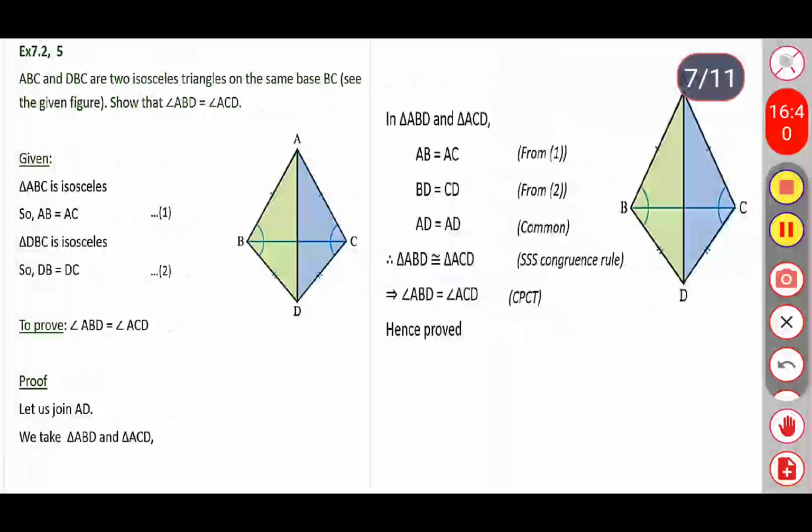Let's see the fifth question of second exercise. Read the given question first. ABC and DBC are two isosceles triangles on the same base BC. Show that angle ABD is equal to angle ACD. Okay, consider the given data first.